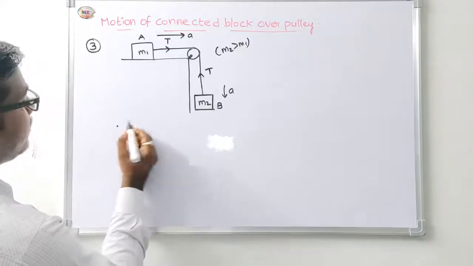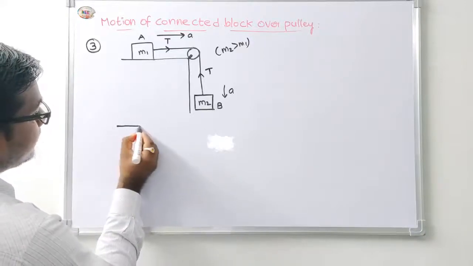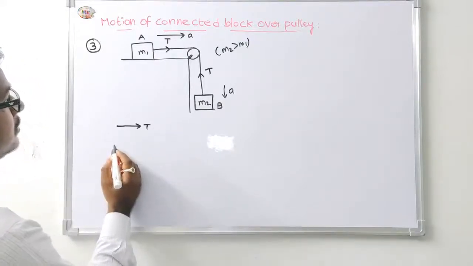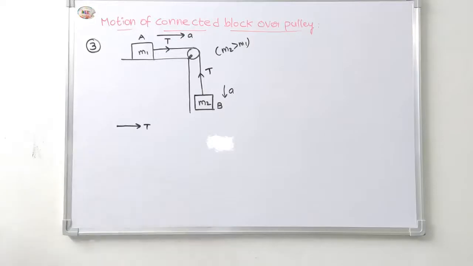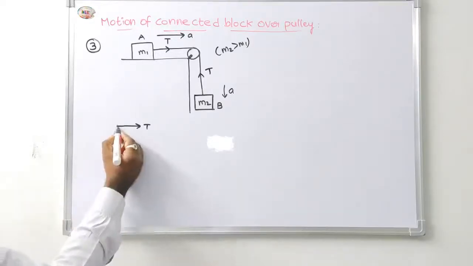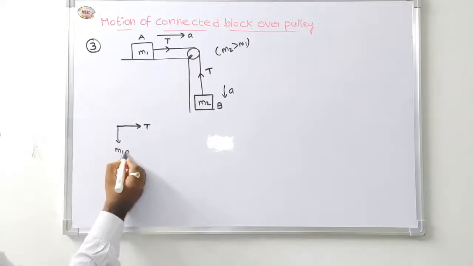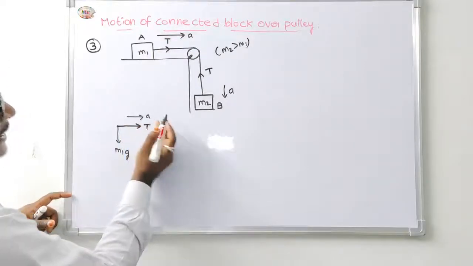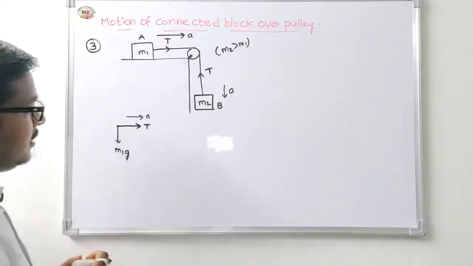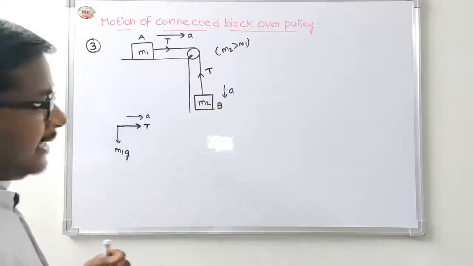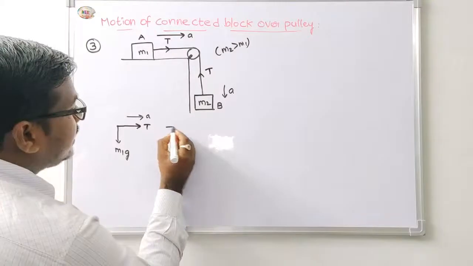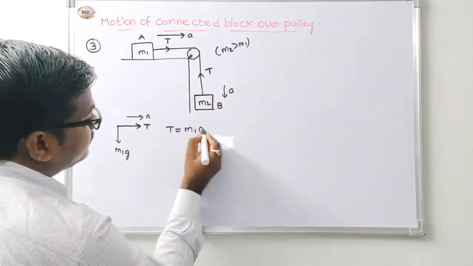First for m1. T acts in the forward direction. m1g acts in the downward direction, and the acceleration acts in the forward direction. Take only the x-axis, not the y-axis. Then T is equal to m1a.